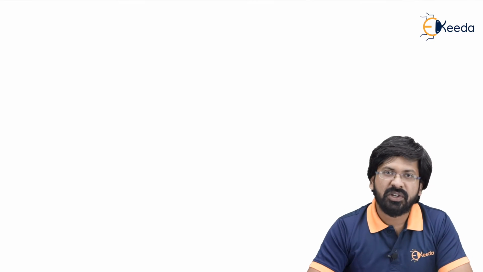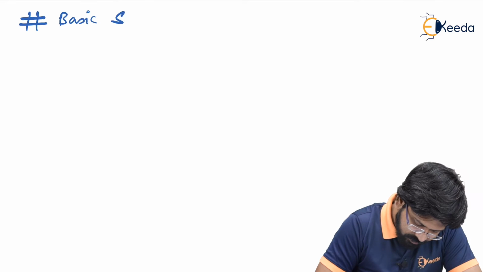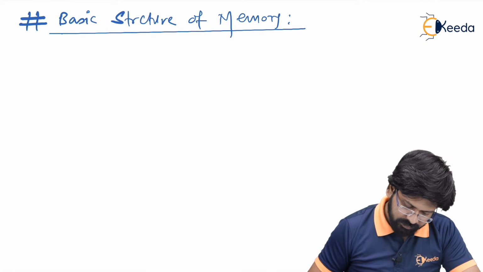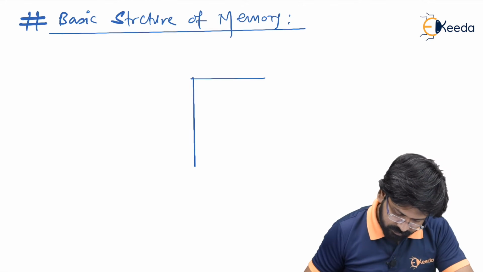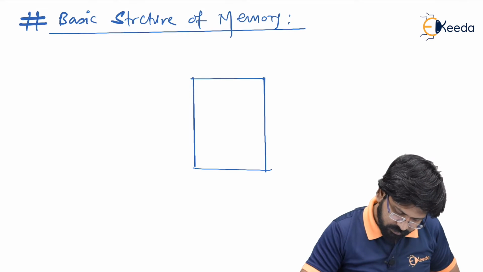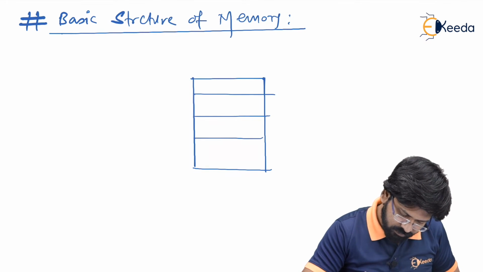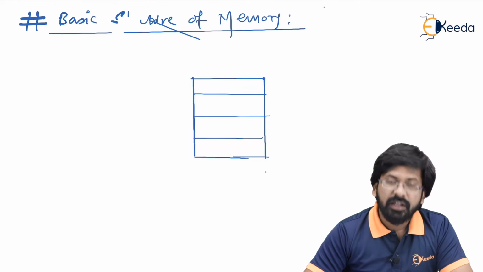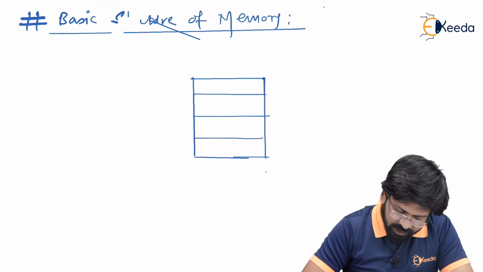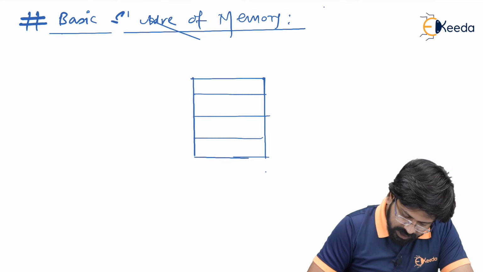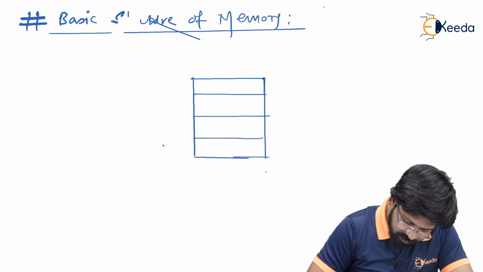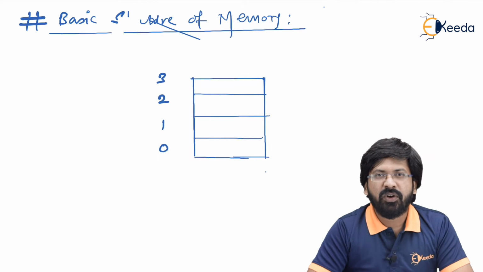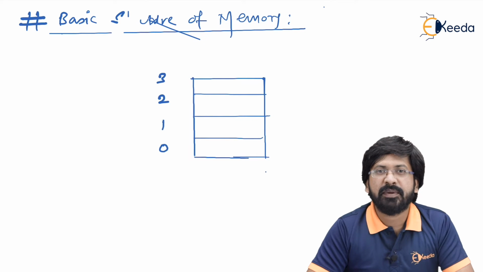So let's start with a basic structure of memory. Structure of the memory looks like the structure of a building. Like the building has number of floors, so likewise here also we have number of floors. So let us number every floor as 0, 1, 2, 3. Now these numbers are what we call as locations, or memory locations.